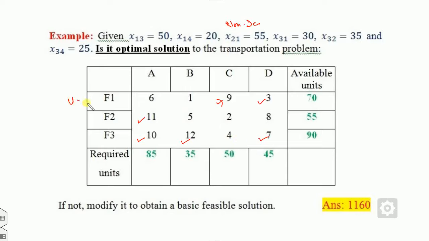Now calculate the ui's and vj's, and find the optimal solution. So if it is optimal, it comes to be 1160. And how do you find whether it is optimal? Then find its value. So the optimal solution comes to be 1160.